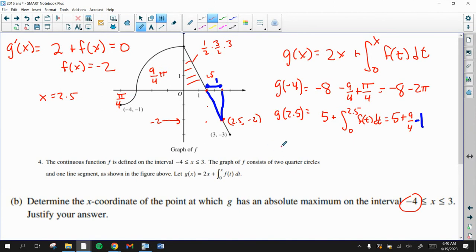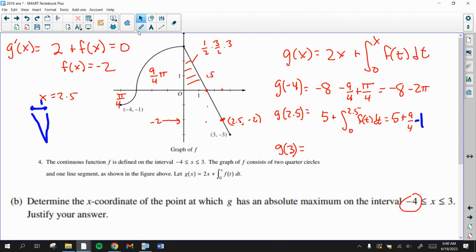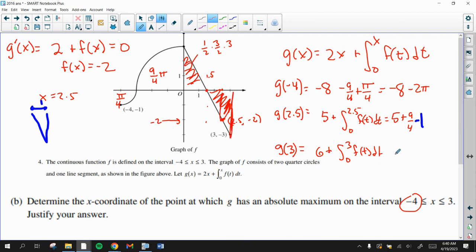Now G of 3. Now we're going to have to do this entire area. If you plug 3 in for x, you get 2 times 3, which is 6, plus the integral from 0 to 3 of f of t. The integral from 0 to 3 is very nice because they cancel each other out. So this is just 6. So you can see that g of 3 is 6.